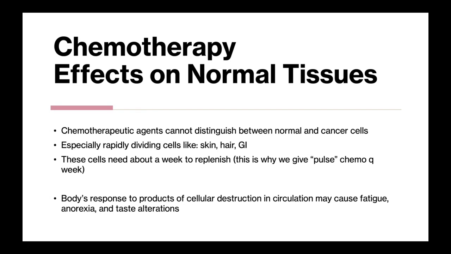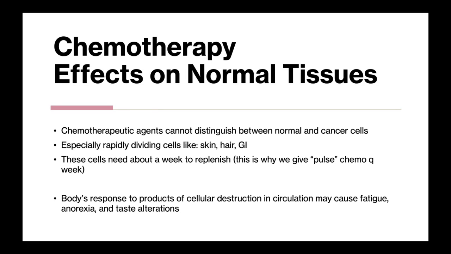Okay, so the chemotherapy can't necessarily tell the difference between a cancer cell and another rapidly dividing cell in the body. Remember I said that hair cells divide rapidly, and all your skin cells develop rapidly. The inner lining of your GI system divides very, very rapidly. So this is why people lose their hair on chemotherapy. The chemo can't tell the difference between those cells and the hair cells.